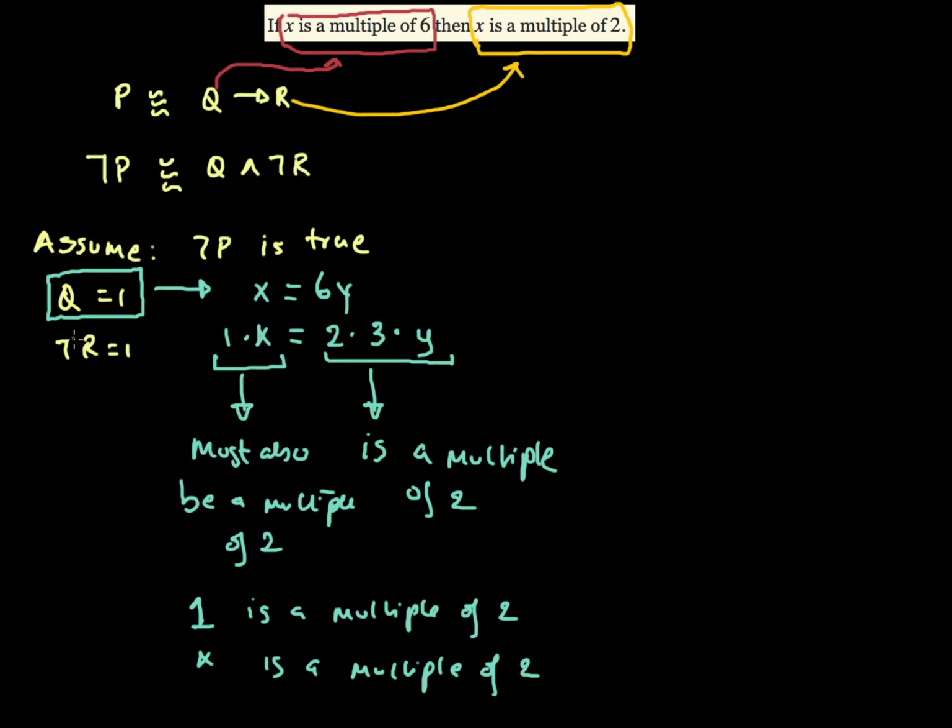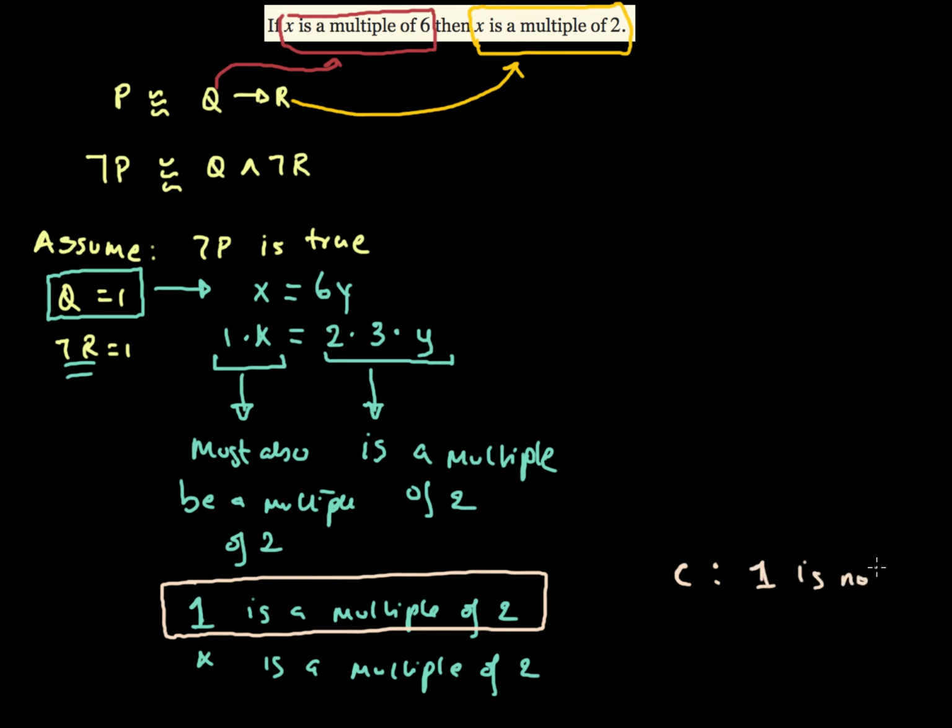But then if I'm claiming that not R is also true, R over here is a statement that says x is a multiple of 2, and not R is a statement that tells you x is not a multiple of 2, then that implies that 1 must be a multiple of 2. And to claim that 1 is a multiple of 2, well, I know already from prior knowledge that 1 is not a multiple of 2. So I have a statement C from my prior knowledge that says 1 is not a multiple of 2.